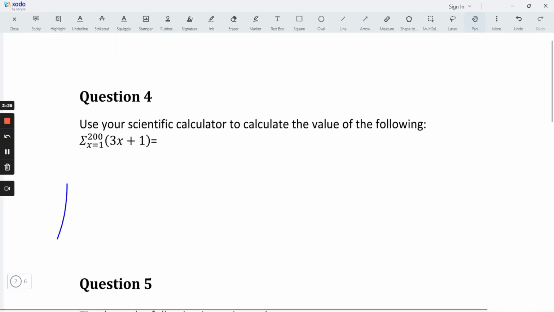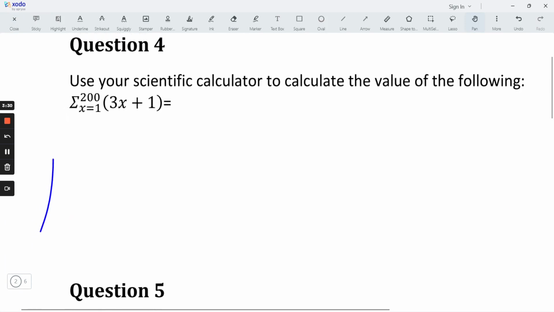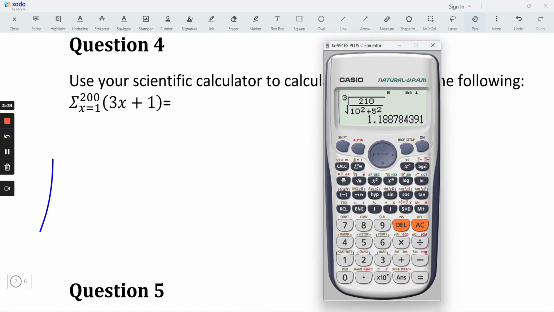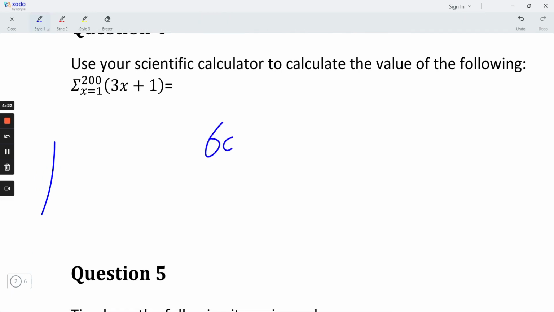Question 4 here. Use your scientific calculator to calculate the value of the following. Again, we'll do the same. Shift, summation between two brackets, our function 3 shift x, alpha x, before 3 plus 1, then we will write terms of x from 1 to 200, which is equal to 60,500.